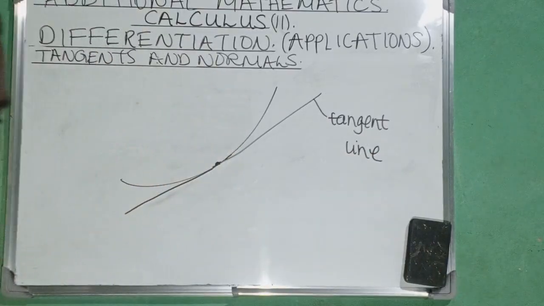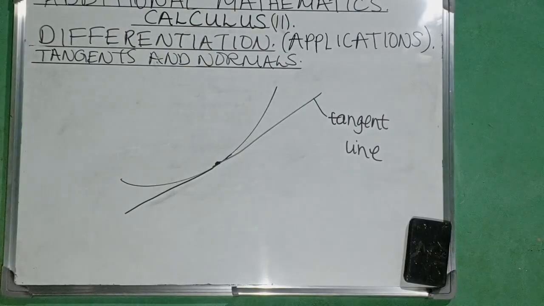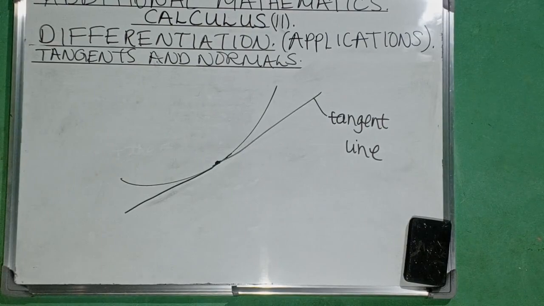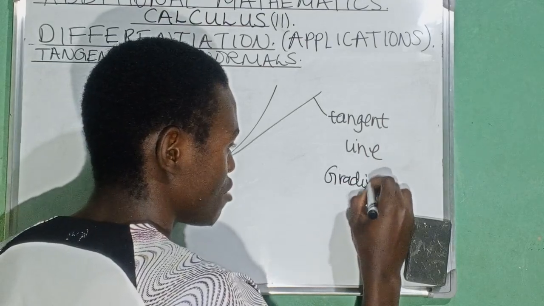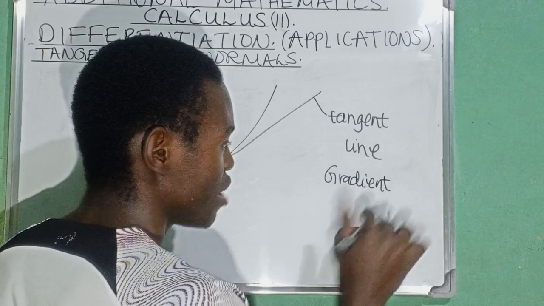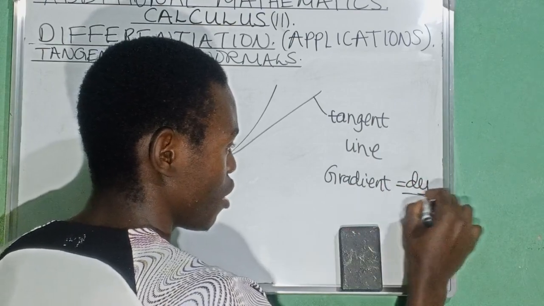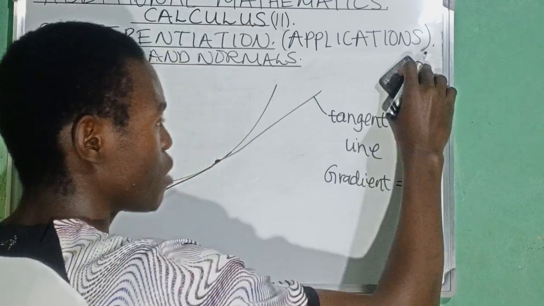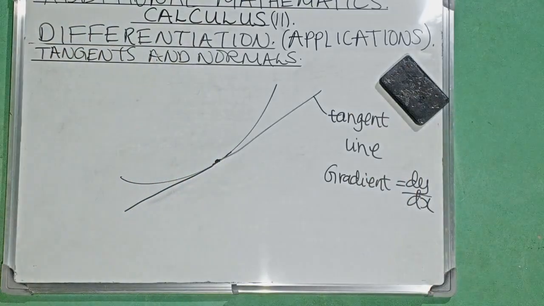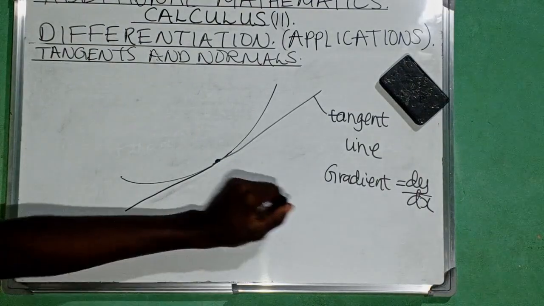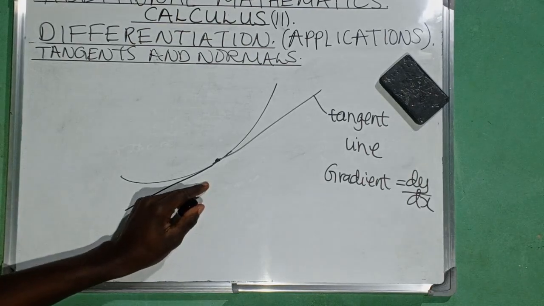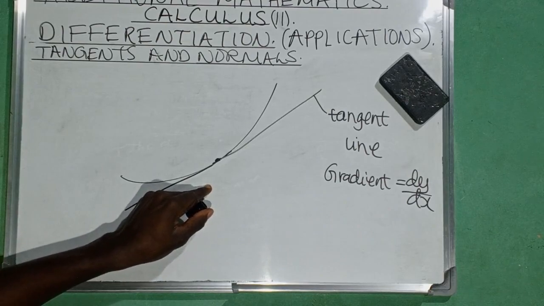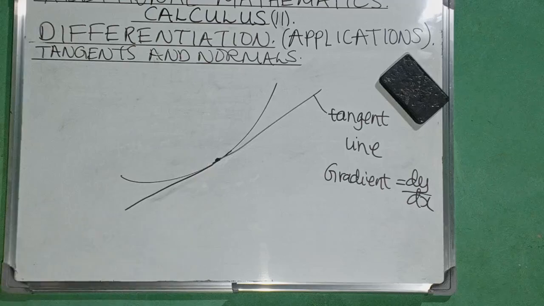And the gradient that we would find is dy dx. So when we differentiate, the gradient is there. How do we find the gradient? We use dy dx. So we differentiate and then we substitute the particular point. Maybe they have said x is equal to 1. That gradient we have found is the gradient for this line, and this line will give you the gradient for that point.